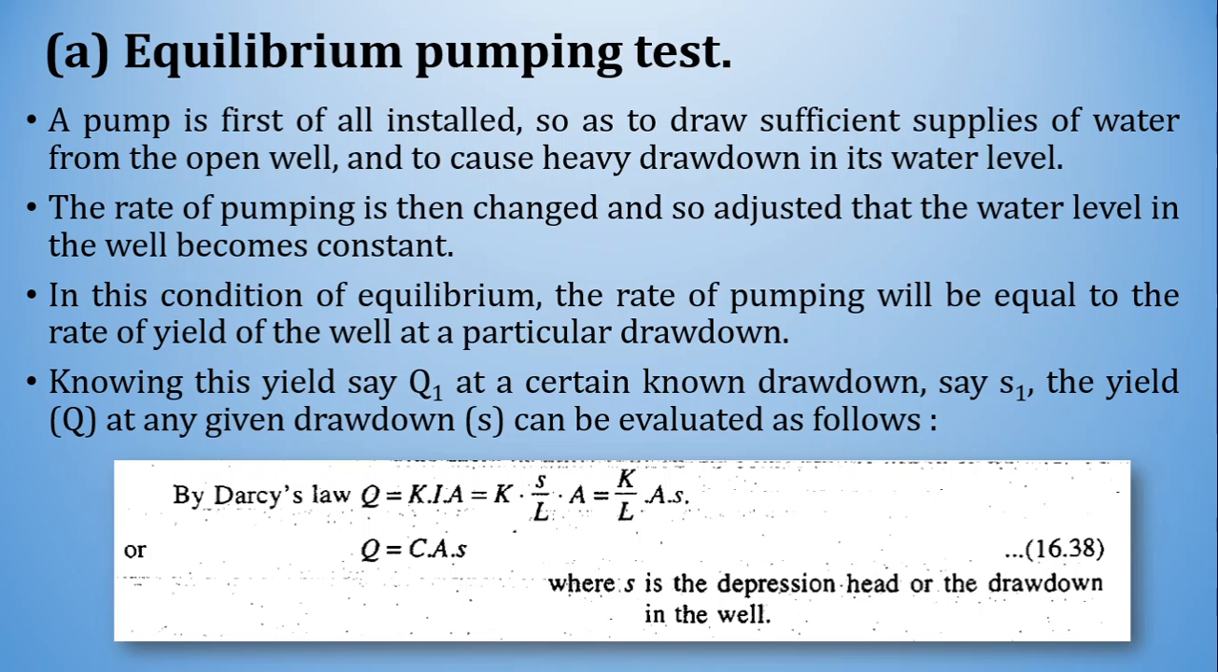The term K upon L can be treated as a constant and denoted by the letter C. So Q is equal to C into A into S, where S is the depression head or the drawdown in the well. With the help of this formula, by pumping test, you can determine the yield of an aquifer or the well at the equilibrium condition.